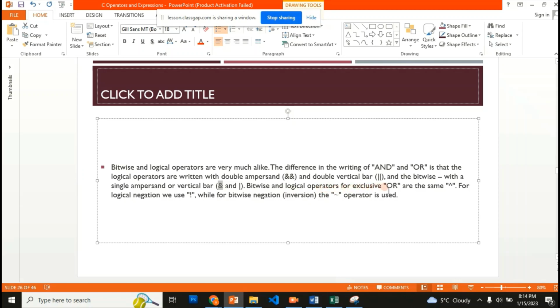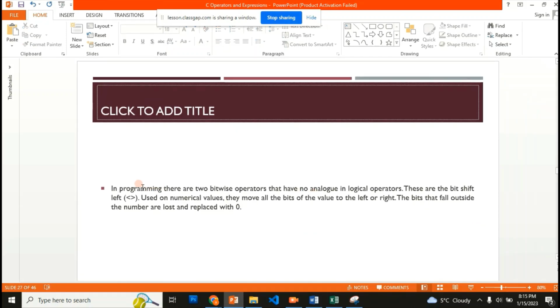Bitwise and logical operators for exclusive OR are the same, using the same sign. For logical negation, we use the exclamation mark, while for bitwise negation, inversion, this operator is used. As you have seen in the previous slide about that table, there was this curl kind of operator, which shows the negation in bitwise operators, unlike the logical operators. So if we move on, in programming, there are two bitwise operators that have no analog in logical operators.